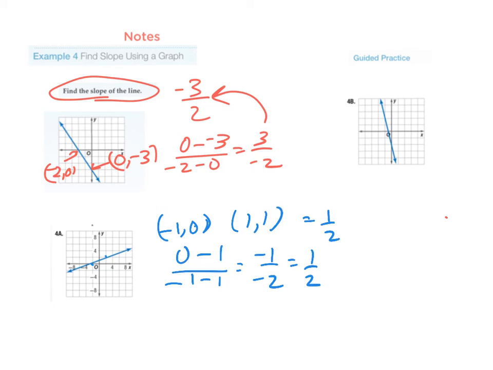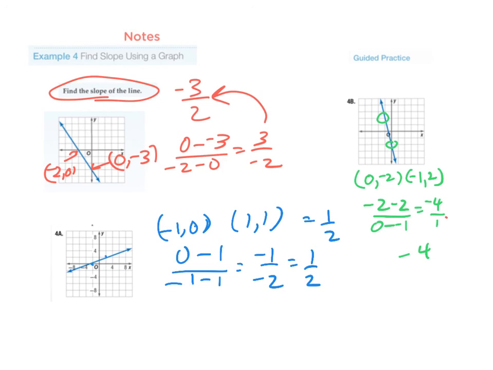So let's look at our last problem here. I'm going to pick a point. There's a point right there, and there's a point right there. So that point is 0, negative 2. And another point is negative 1, 2. And if I subtract those coordinates, negative 2 minus 2 over 0 minus negative 1, I get negative 4 over 1. So my slope is negative 4.